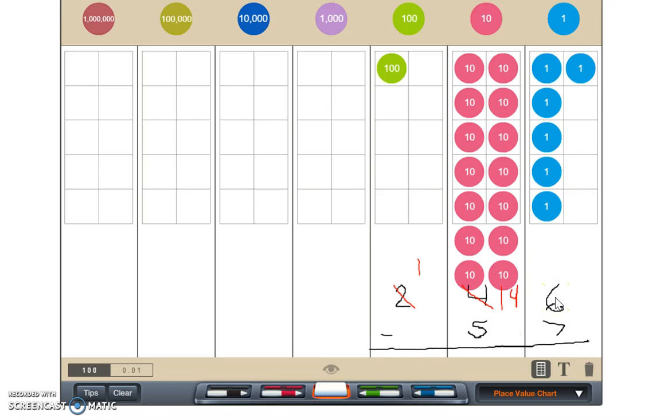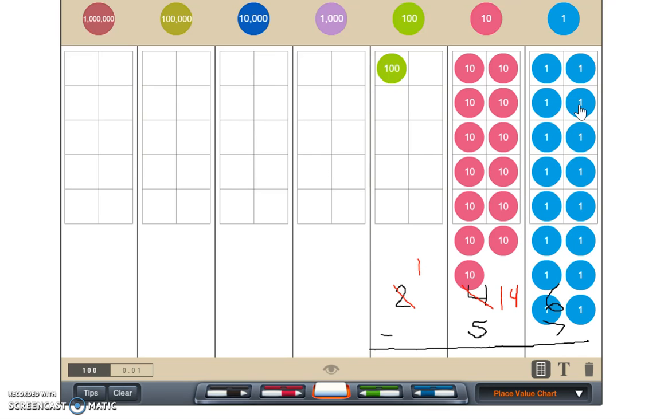I'm going to move to my ones place. Can I do 6 ones minus 7 ones? No, I don't have enough ones to take away. I need to do some trading again. So I'm going to trade one 10 chip for 10 ones. Again, I'm going to do my recording. I no longer have 14 tens. I now have 13 tens. And I no longer have 6 ones. I have 16 ones.